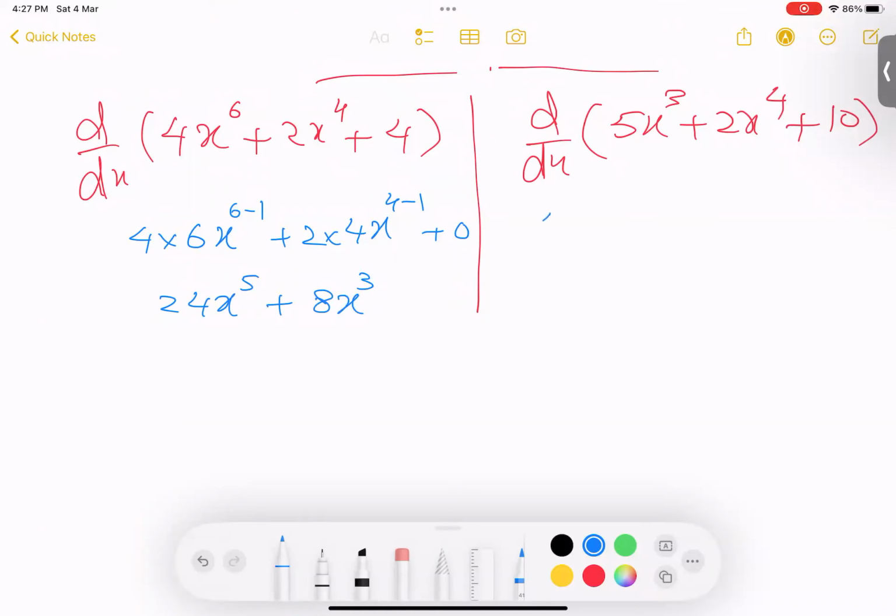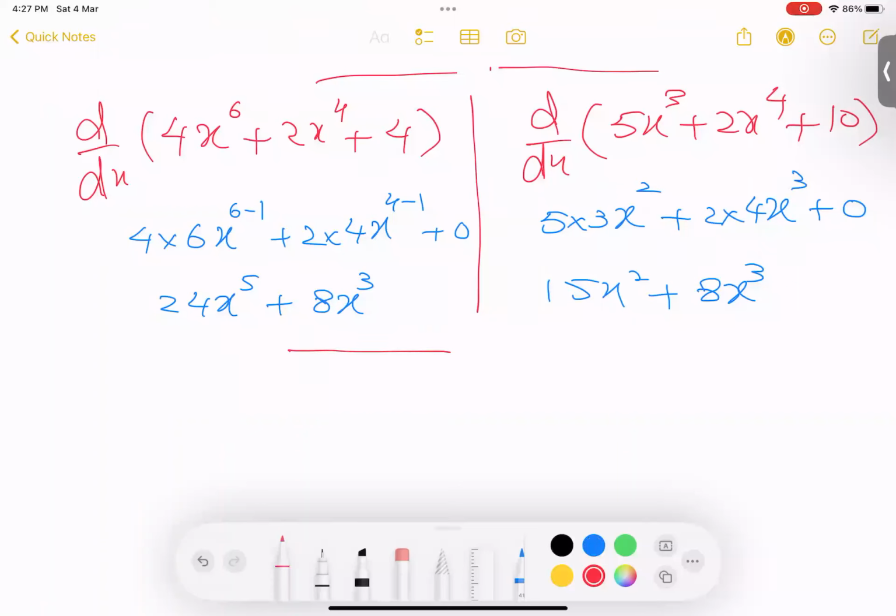And what about the other question? 5 remains as it is. The power 3 will come down and multiply with 5, and the power becomes 1 less. And 4 comes down, 2 is already present, and the power becomes 1 less. And then the constant becomes 0. And the final answer is 15x to power 2 and 8x to power 3. So Alhamdulillah Rabbil Alameen. I hope so.